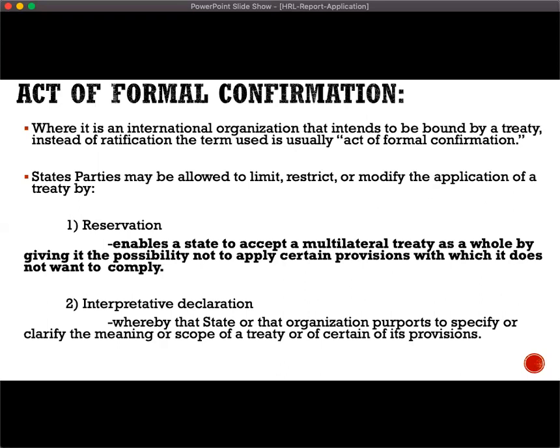When we say an act of formal confirmation, it is where an international organization intends to be bound by a treaty. Instead of ratification, the term used is act of formal confirmation. The state parties may be allowed to limit, restrict, or modify the application of a treaty by the following processes: reservation and interpretative declaration.